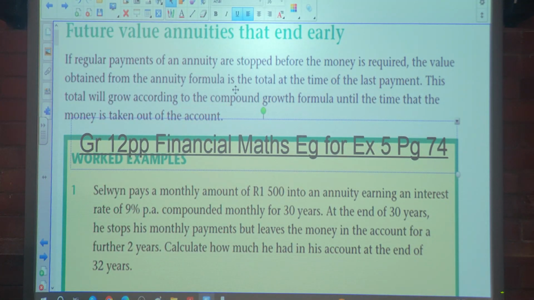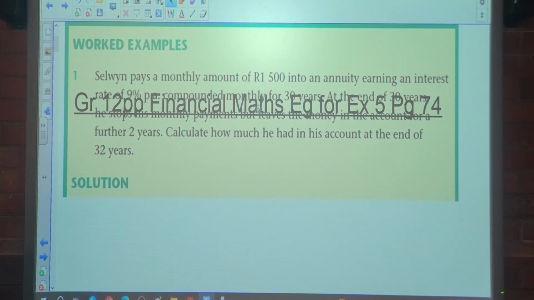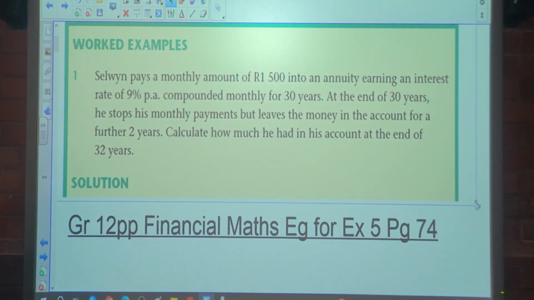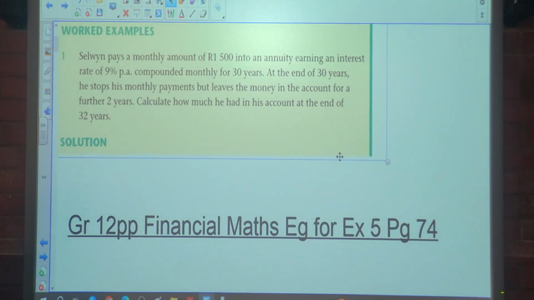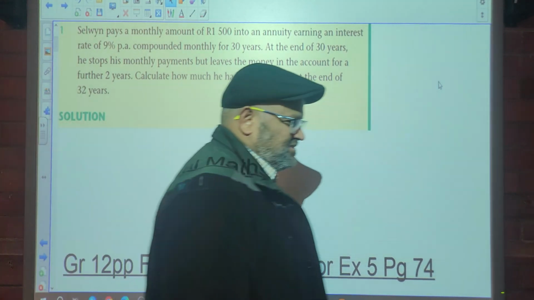Okay, so let's see how they do it here. If regular payments of annuity are stopped before the money is required, the value obtained from the annuity formula is the total at the end of the last payment. This total will grow according to the compound growth formula until the time that the money is taken out of the account. Let's look at the first example. Example 1 is on page 73.